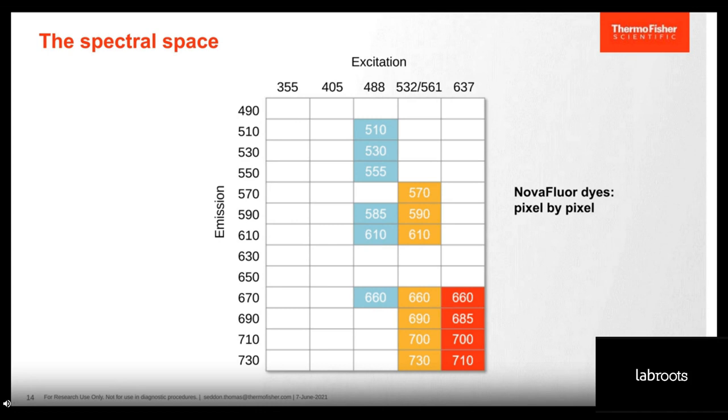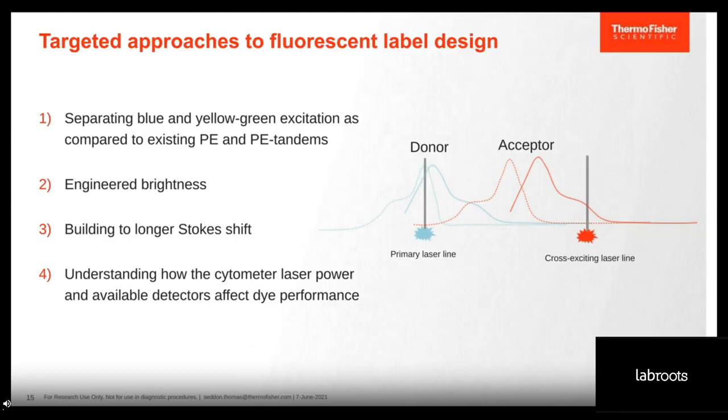And you can see that in this case, what we've tried to do is build along the spectrum, looking at the Aurora as a model in terms of how many dyes you can build, and also being able to separate out, for instance, what's detected off the blue and the yellow-green, since that is an issue for PE and PE tandems. Stepping back before going into the 45 color data, I want to talk a bit about how we've really targeted approaches to fluorescent label design.